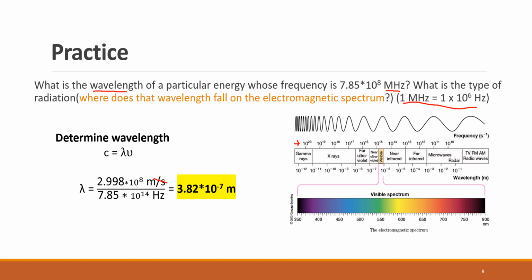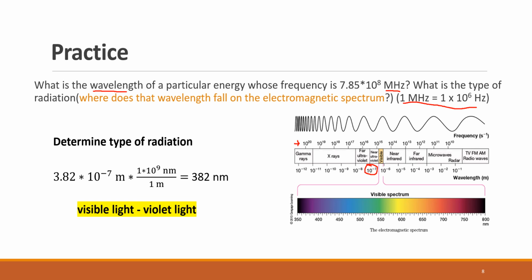When we plug it in to that equation, we have the speed of light on top and the frequency in the denominator. Dividing those two numbers, we get an answer of 3.82 times 10 to the negative 7th meters. So now that we see what the wavelength is, to answer the second part of the question, we find this wavelength on the electromagnetic spectrum, and it's times 10 to the negative 7th. So that would be right around in this region, where 10 to the negative 7th is in the wavelength section.